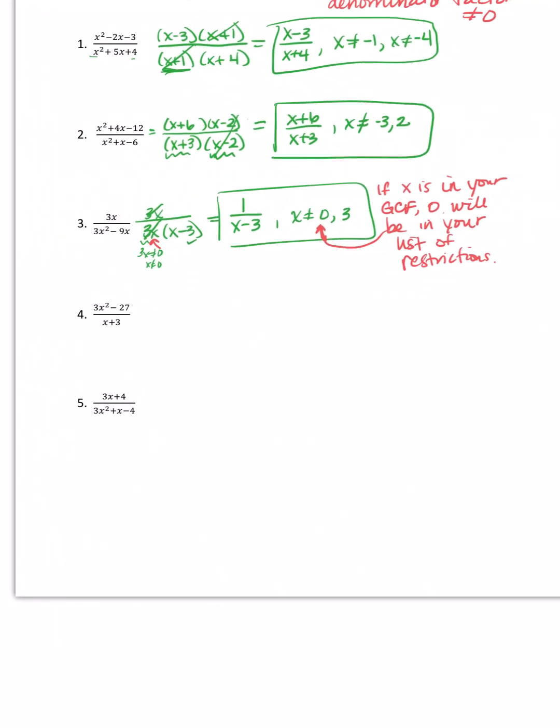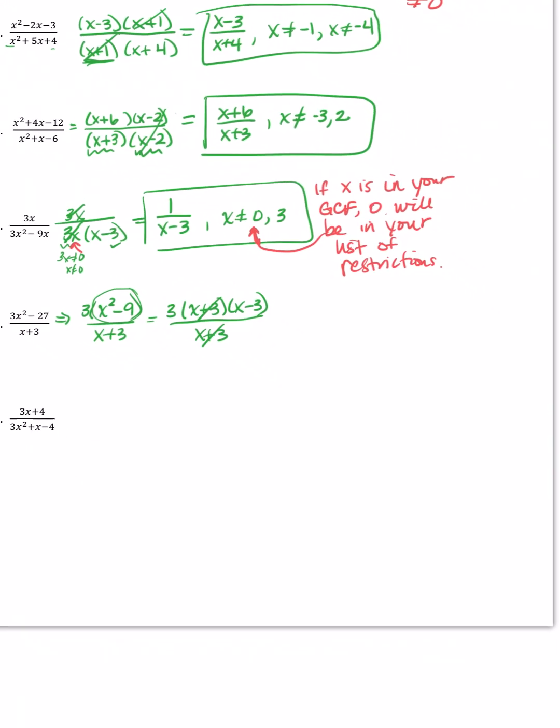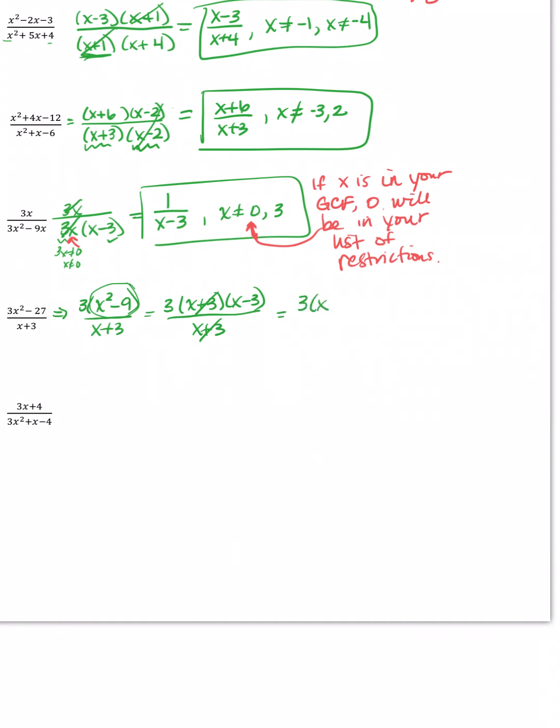Now, let's go back to our questions. Let's look at number 4. Looks like the numerator can be factored here. Start with the GCF. So let's take out a 3 of x squared minus 9 over x plus 3. Well, nothing's canceling out yet, so I need to keep factoring this top. Hopefully you recognize this as a difference of squares. So x plus 3, x minus 3 over x plus 3. Now my x plus 3's will cancel out. And my answer, I'm going to be left with 3 times x minus 3.